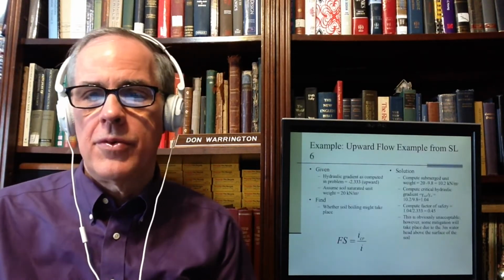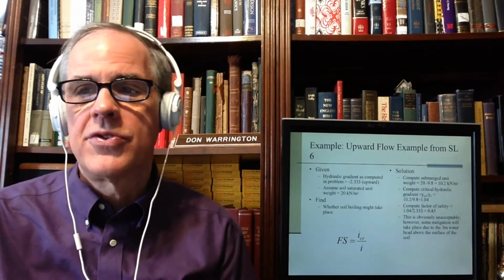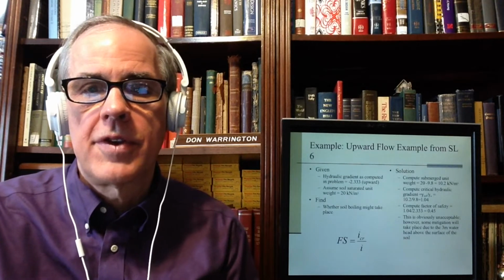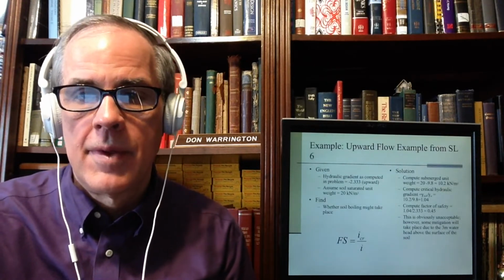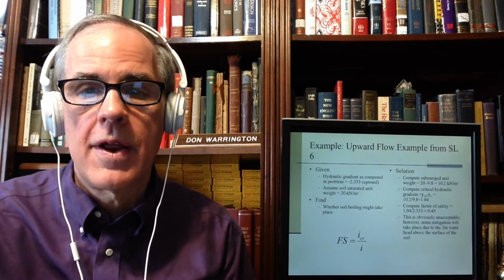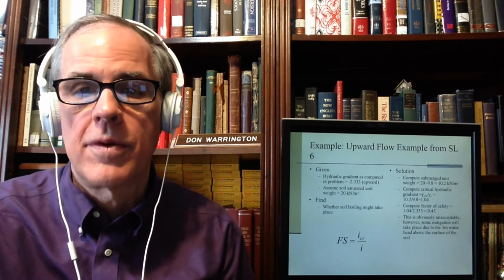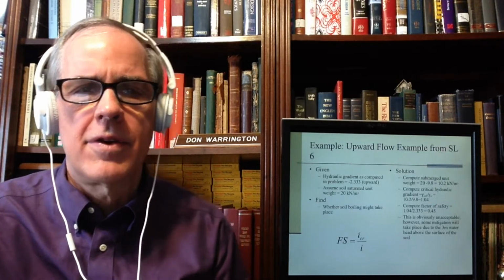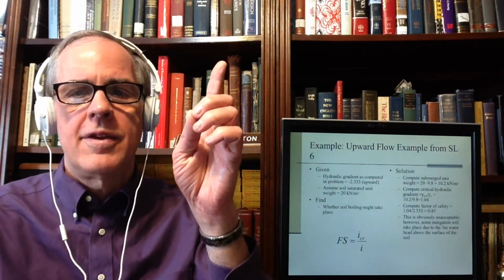Traditionally, Europeans have preferred to express that as a negative number. In the U.S., it's normally a positive number. Now, how do we use that? Let's start with the upward flow example we looked at the last time. We computed the hydraulic gradient as 2.333 upward, negative. See, that's why Europeans are more picky about that. An upward hydraulic gradient is negative.